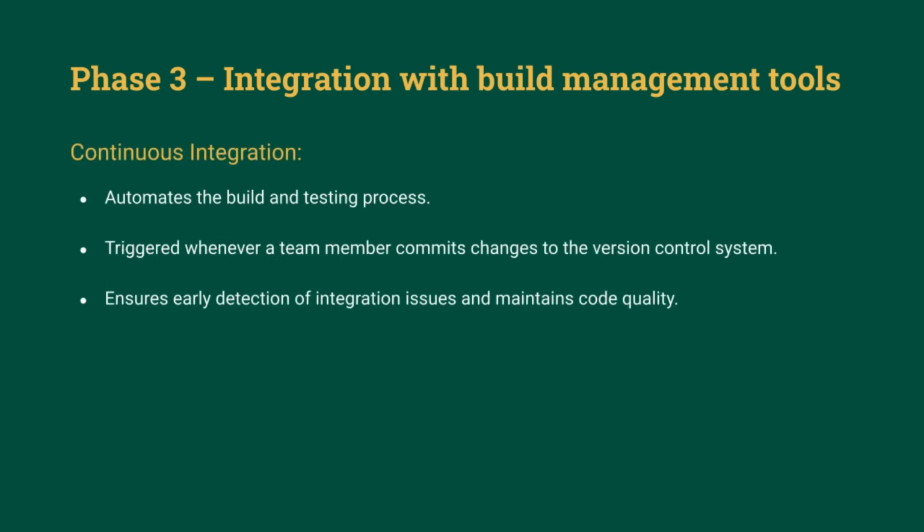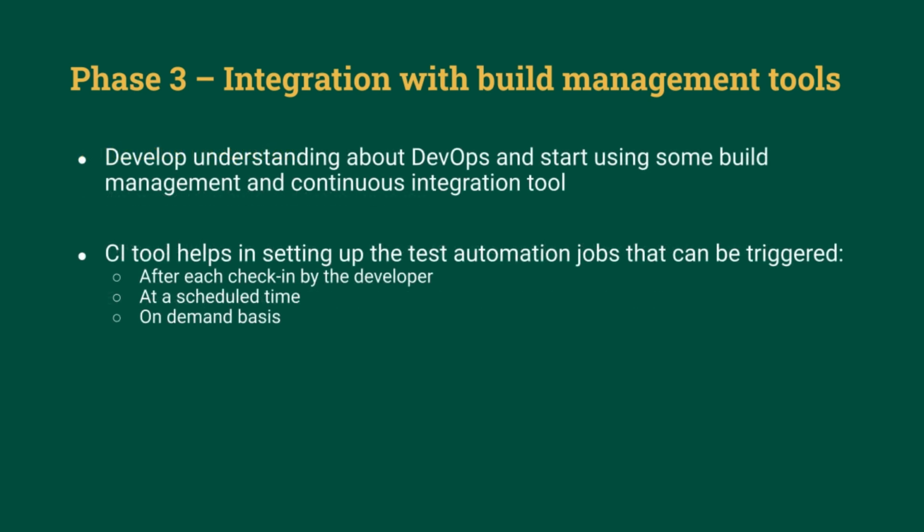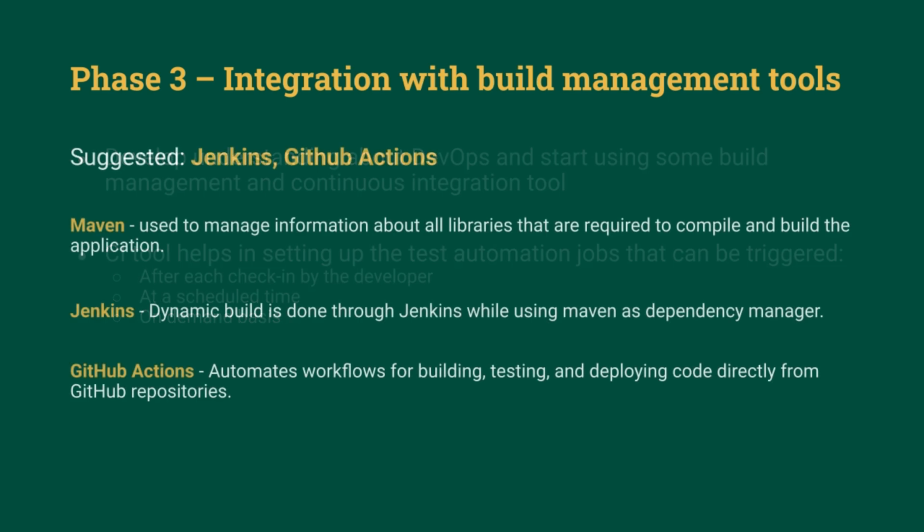Continuous integration, or CI, is the process of automating the build and testing of code every time a team member commits changes to a version control system. A continuous integration tool helps in setting up the test automation jobs that can be triggered after each check-in by the developer, at a scheduled time, or on a demand basis. A good test automation developer should know how to configure the CI tool to scale the test automation capabilities.